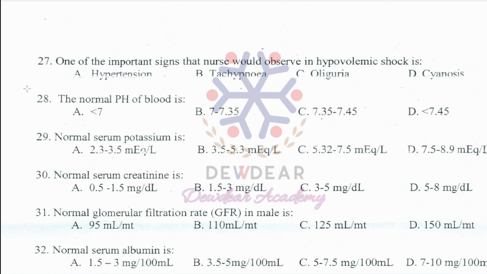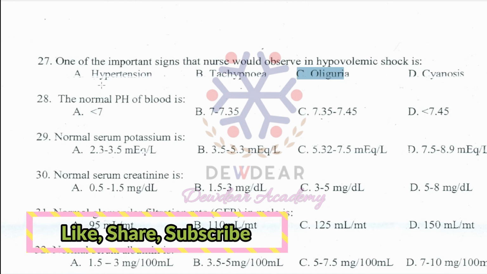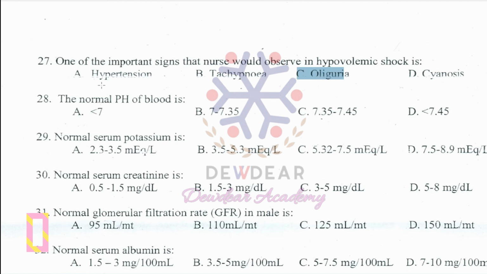Next, question number 27. One of the important signs that a nurse would observe in hypovolemic shock is: hypertension, tachypnea, oliguria, cyanosis. The correct answer is oliguria, option C. An important sign that a nurse would observe in hypovolemic shock is oliguria.